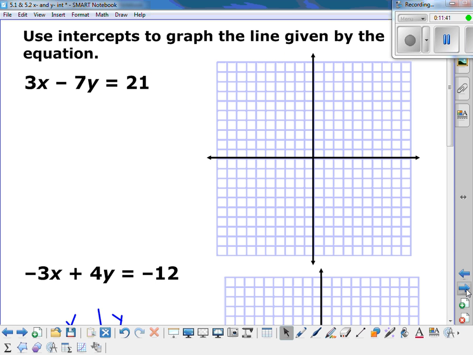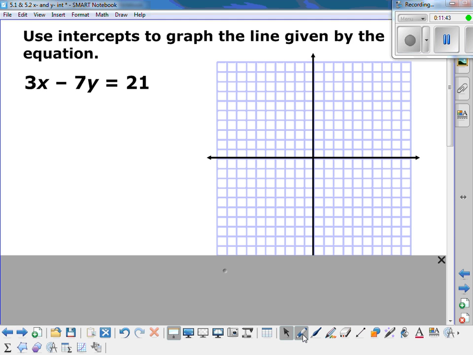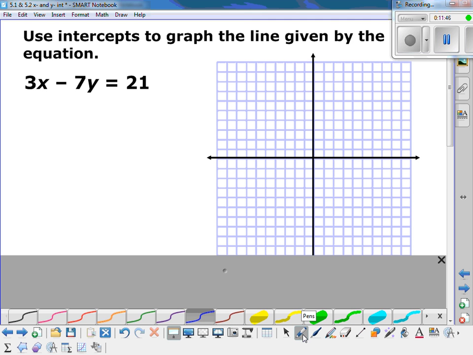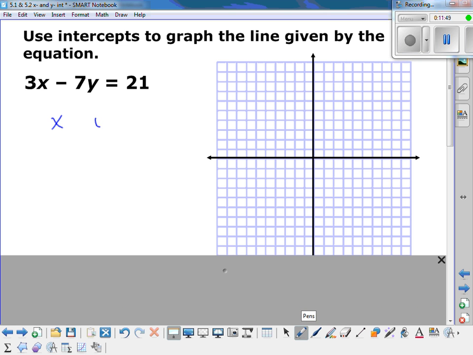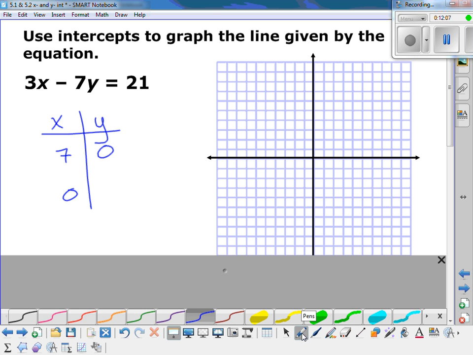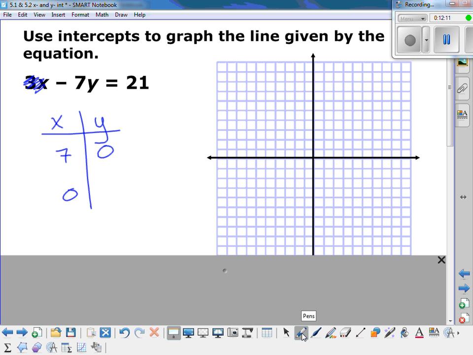Okay, so now we're going to use our x and y intercepts to actually graph the line. So I have 3x minus 7y equals 21. I make my table with the zeros. So if y is 0, the 7y goes away. 3x equals 21, so what's x going to be? 7. Then if I make the x into a 0, I have negative 7y is equal to 21. So y is equal to? Negative 3.